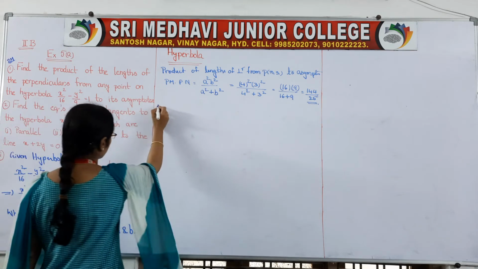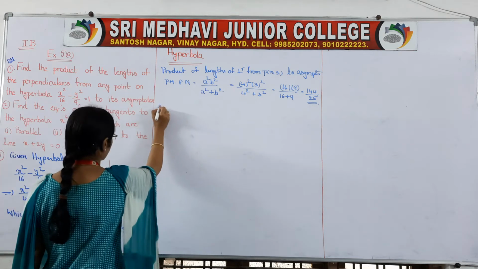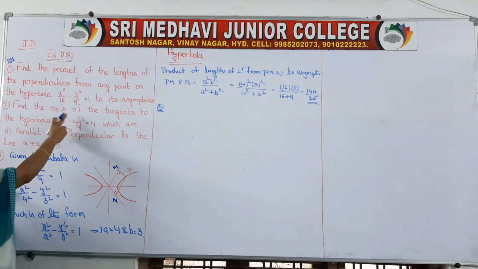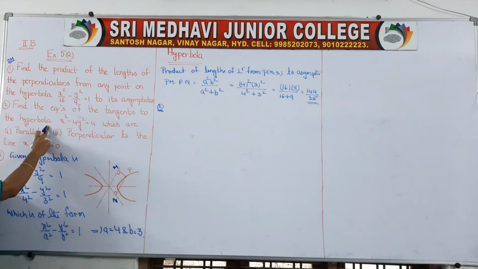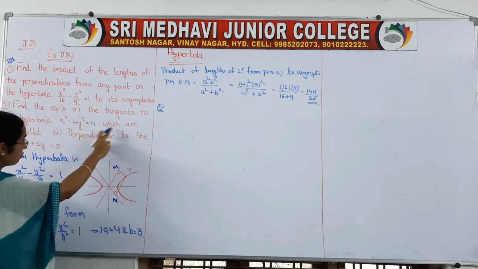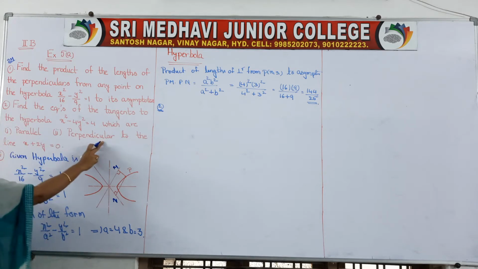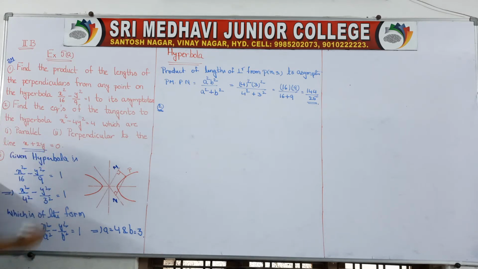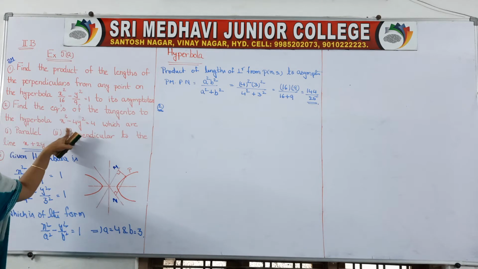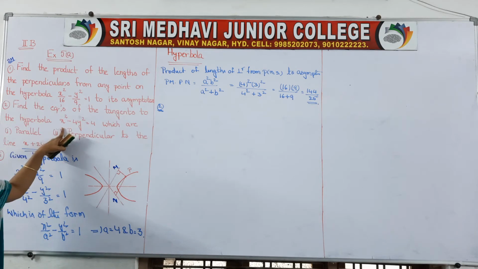Now come to the second question. What is your second question? Find the equations of tangents to the hyperbola x square minus 4y square is equal to 4, which are parallel and perpendicular to x plus 2y is equal to 0. So first, what is the given hyperbola equation, and try to reduce that into your standard form so that you will know your a and b values.